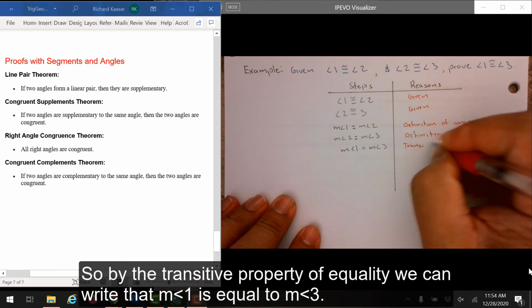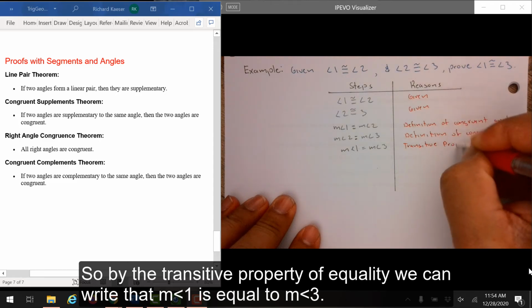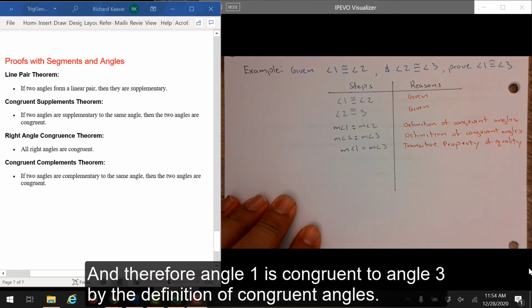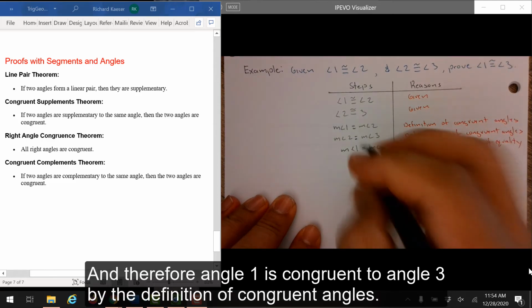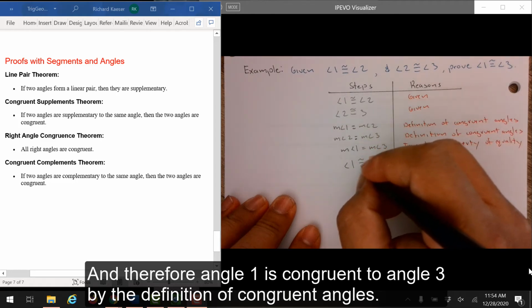So by the transitive property of equality, we can write that the measure of angle 1 is equal to the measure of angle 3. And therefore, angle 1 is congruent to angle 3 by the definition of congruent angles.